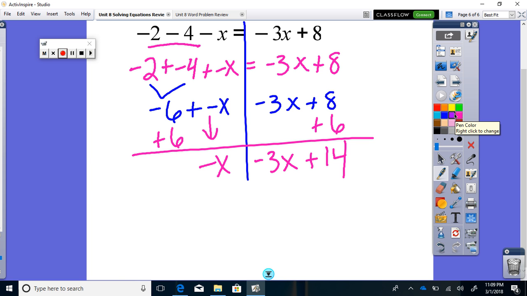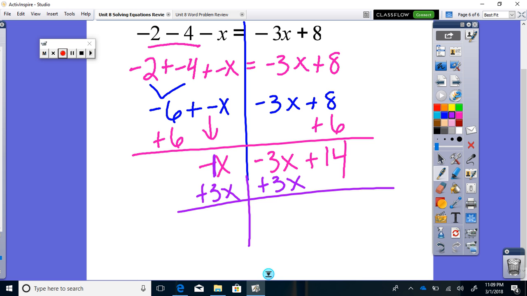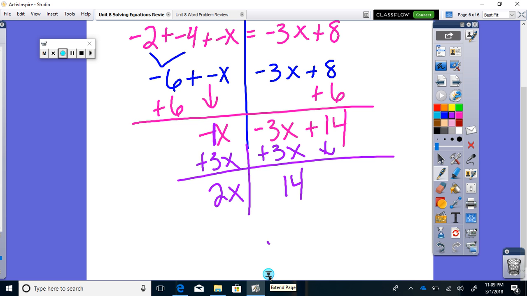Then this time, since I moved the constants to the right, I have to move the x's to the left, except that this is a -3x, so I am going to have to add x's this time to both sides. A -1x plus a 3x will be a positive 2x. -3x plus 3x is 0, so just the 14 comes down on that side. And 2x, so divide by 2 on both sides, and we get x equals 7.